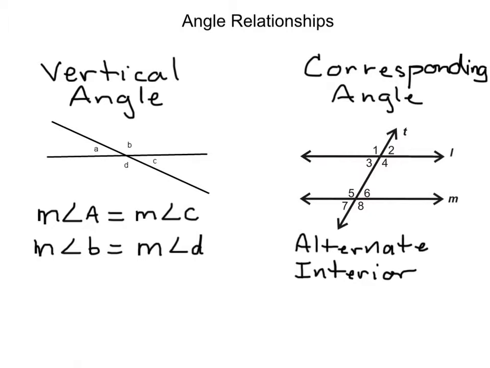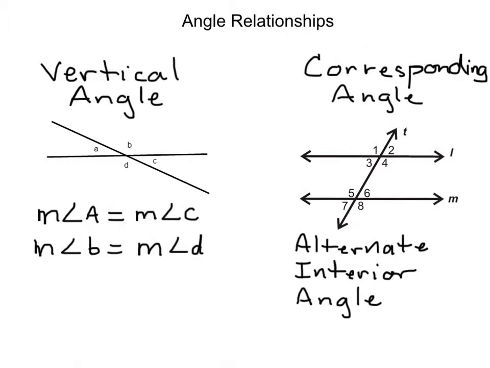Now, if you guys think about the word interior, usually interior means inside. And in this case, that's true. We're talking about the angles that are inside these two lines, line L and line M. So inside line L and line M, we're looking for alternate interior angles. Okay? The way this works is this, and this only works if we have parallel lines. So as we have L and M, those are parallel lines, alternate interior angles are equal to each other.